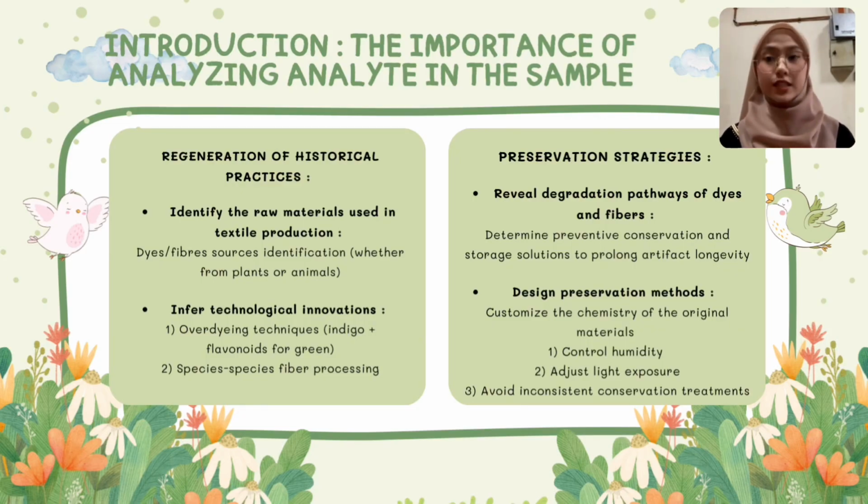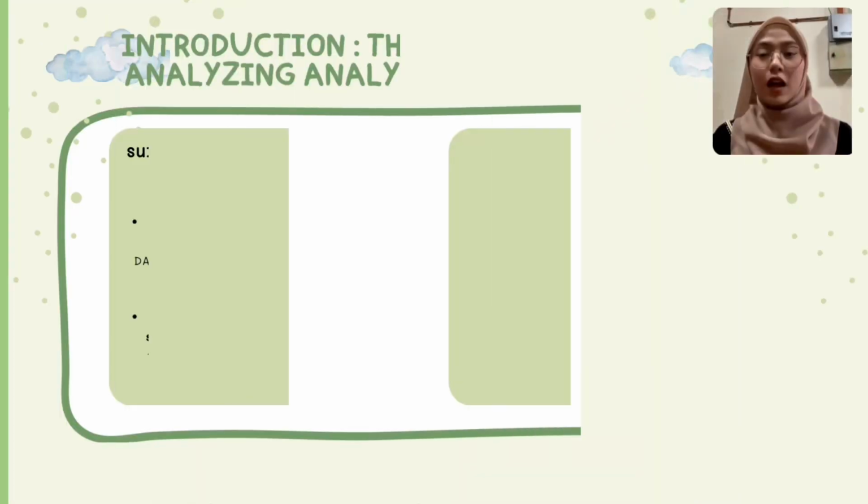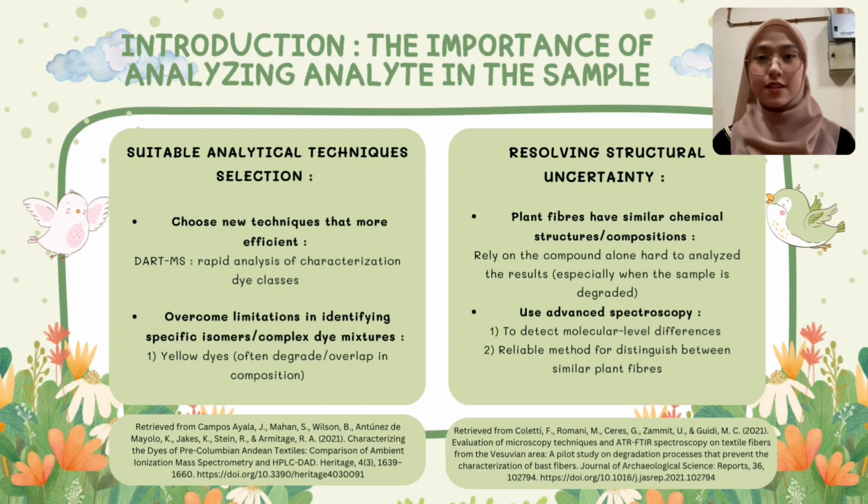Next, preservation strategies. Analyzing the dye could reveal degradation pathways of dyes and fibers to determine preventive conservation to extend the longevity of the sample. Preservation can be done by customizing to the chemistry of the original materials, such as controlling humidity, adjusting the exposure, and avoiding inconsistent conservation treatments.